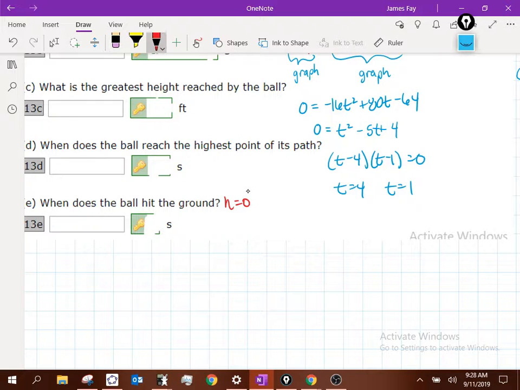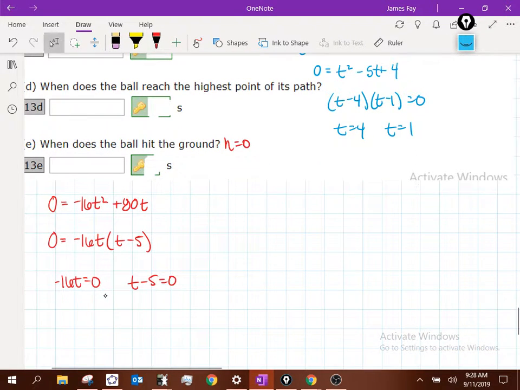So then what we'd be doing is we take our H of t and let that be 0, so negative 16t squared plus 80t, right? Now this one's nice because there is no c term, so this will factor this way. So then I get negative 16t is equal to 0 and t minus 5 is equal to 0. So this one's going to give me a time of 0, and this one's going to give me a time of 5, right? Does that make sense?